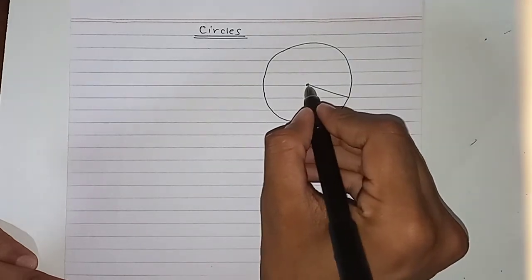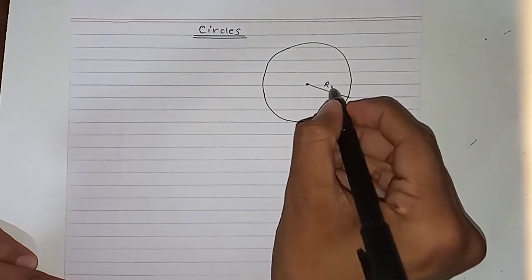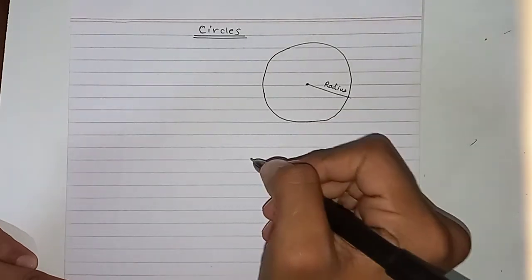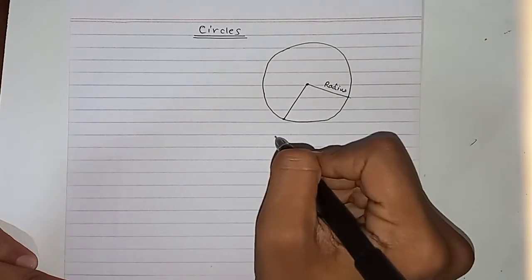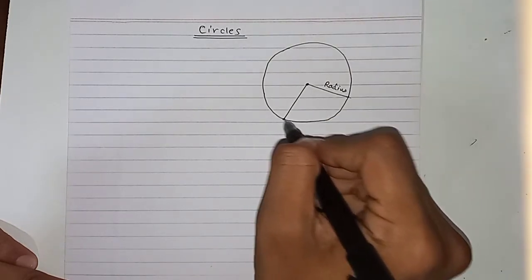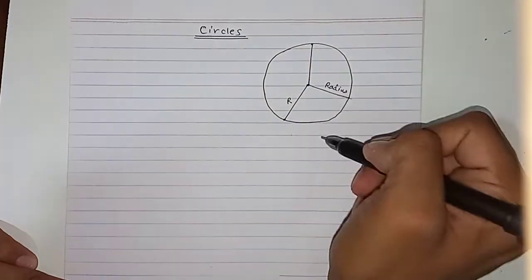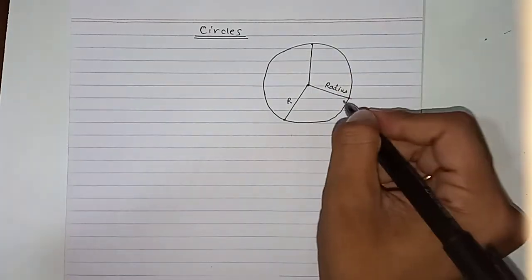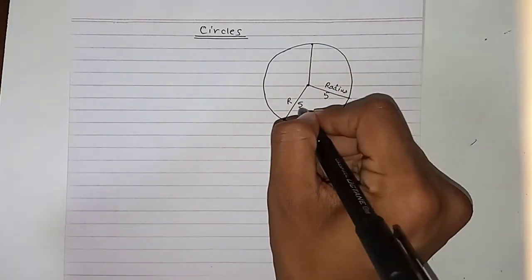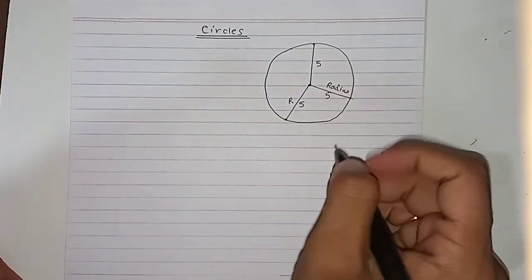When I draw a line from the center to the circumference, this line is called the radius. If I draw a line from here till here, it should reach the circumference of the circle. Then this is also a radius. From here also I can draw a radius. All these are radii, and the lengths of the radii are the same. Like if this is 5 centimeters, this will also be 5 centimeters, this will also be 5 centimeters. Radii are always the same.